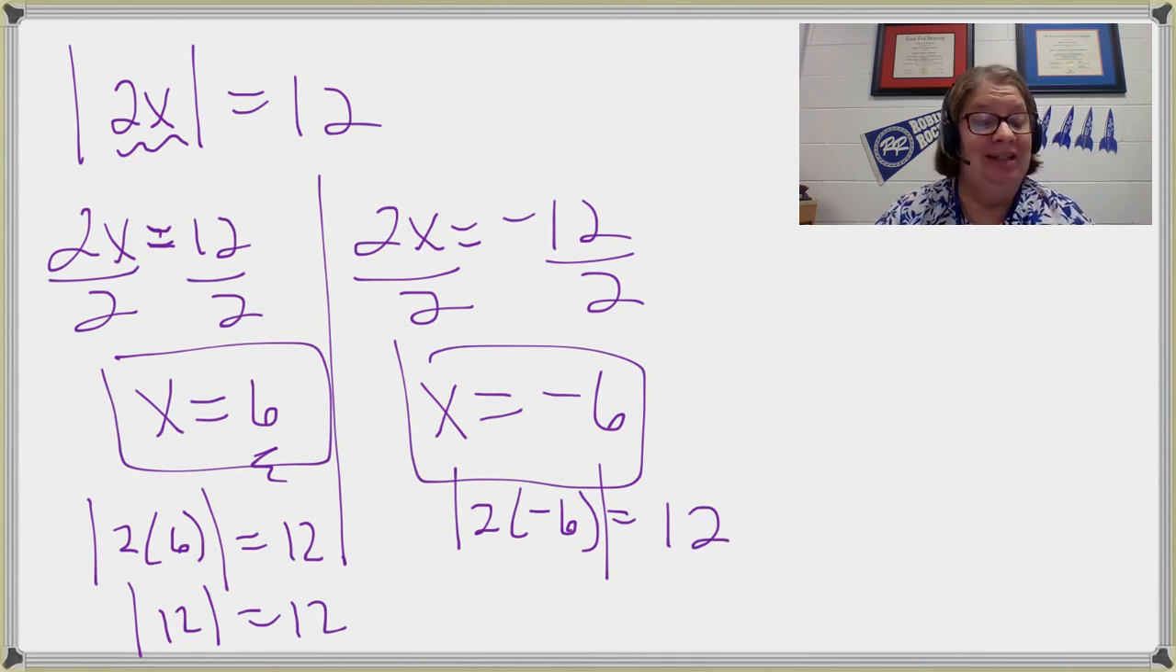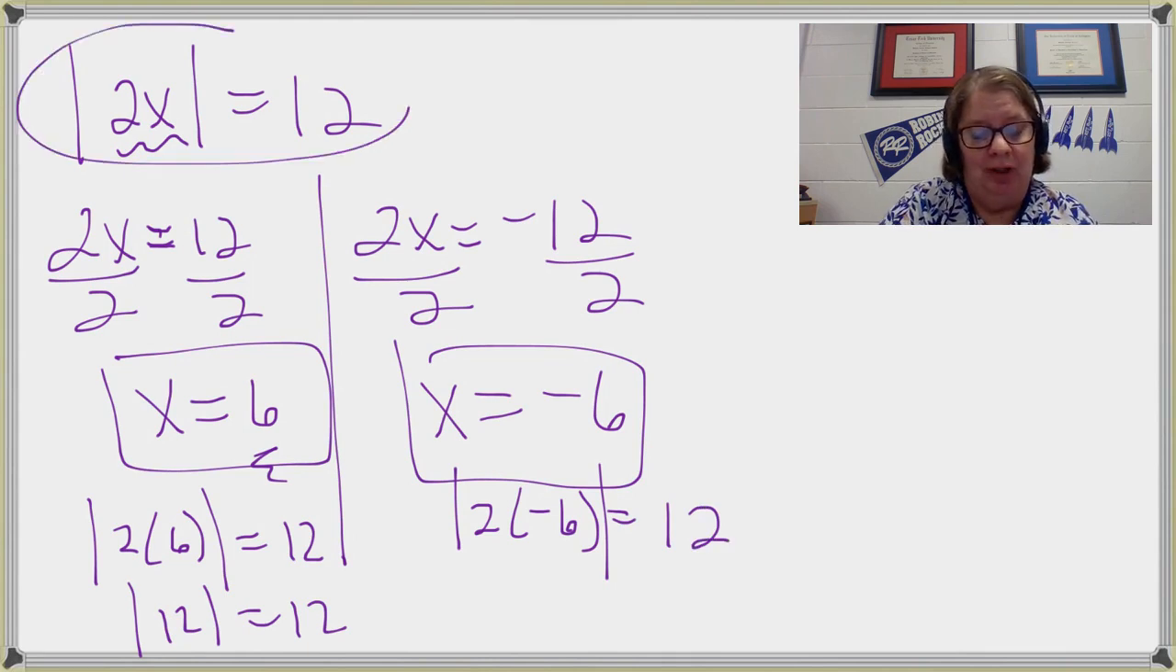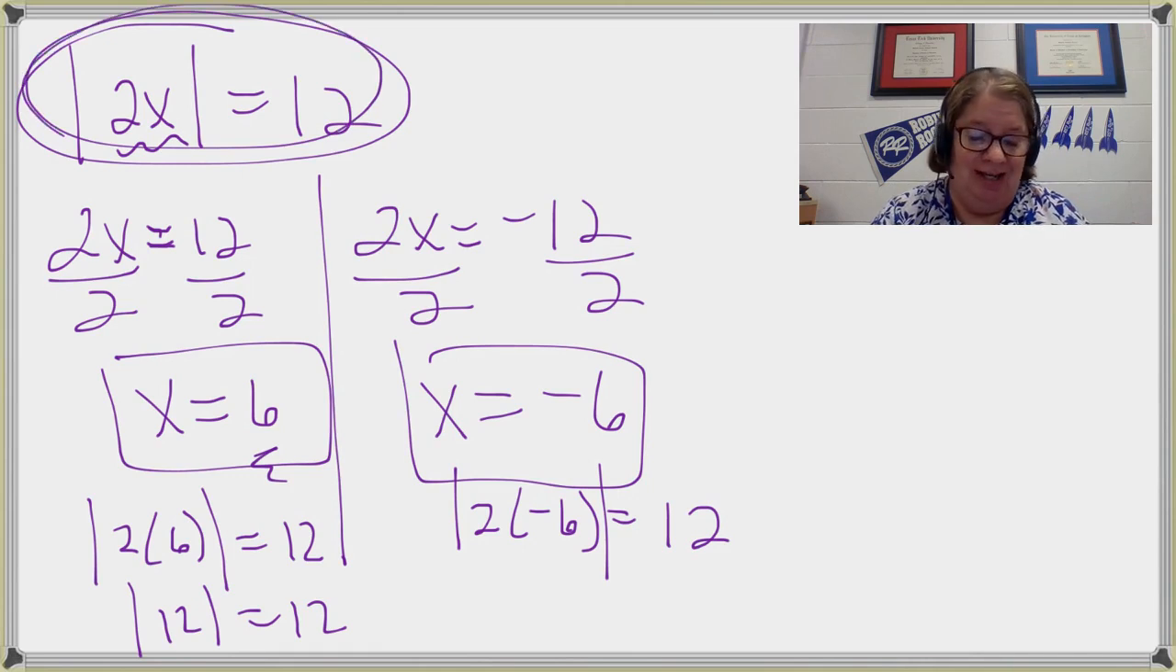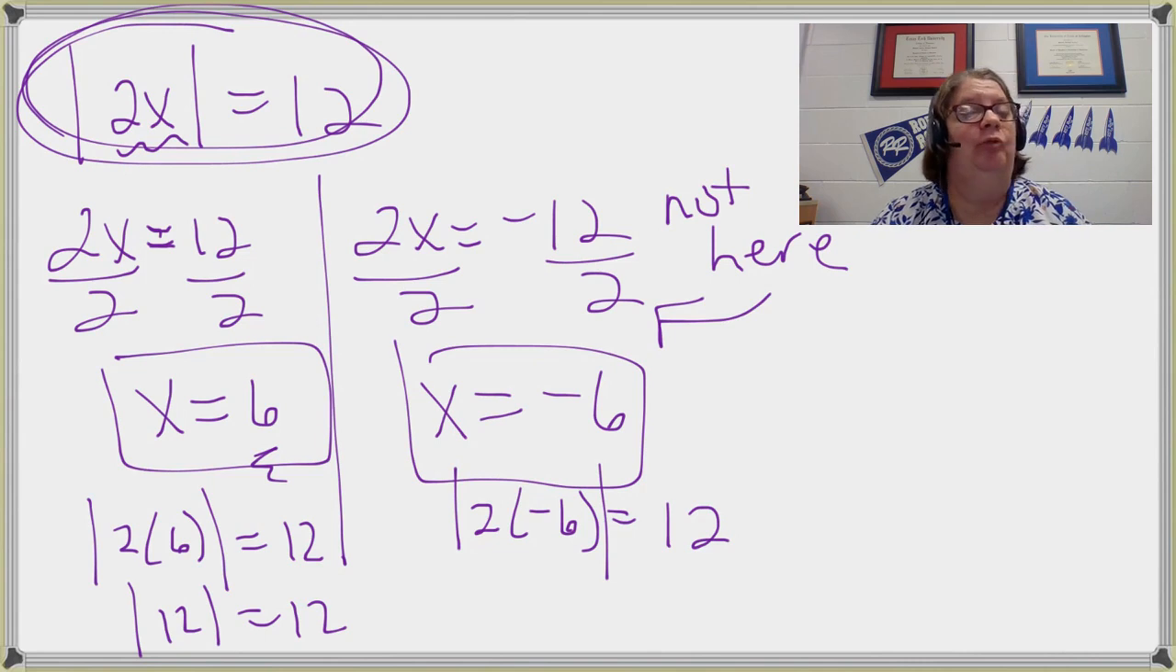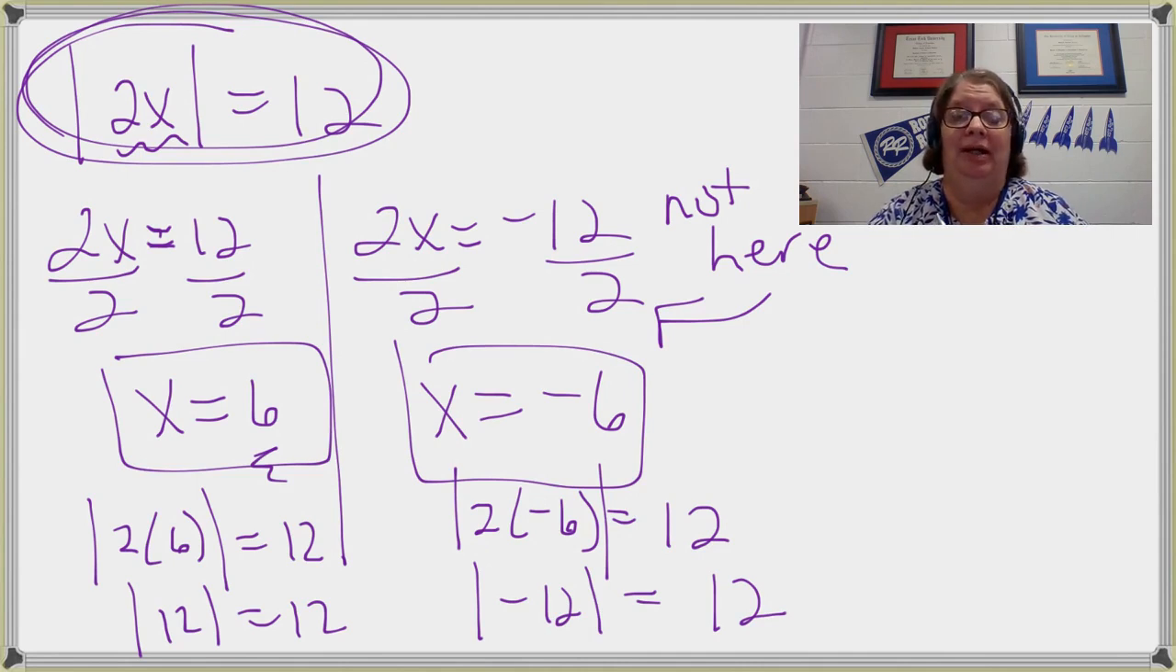Now, when we plug it back in to check it, make sure you're plugging into the original equation and not into this one, okay? Not here, but here, when you're plugging in to check it. 2 times negative 6 is negative 12. The absolute value of negative 12 is positive 12. So both of those solutions work. What did we do? We split that equation and made it one positive 12, one negative 12. Solve both sides, and then we checked them.